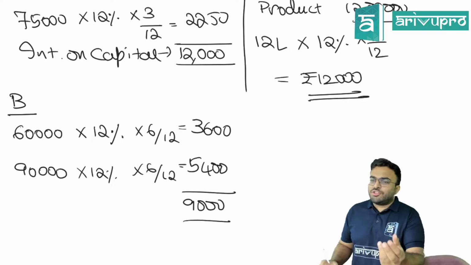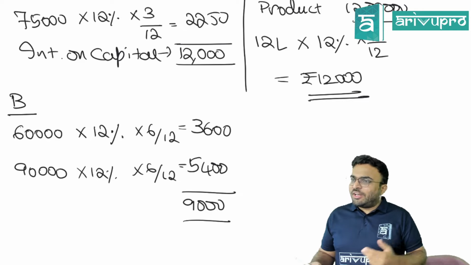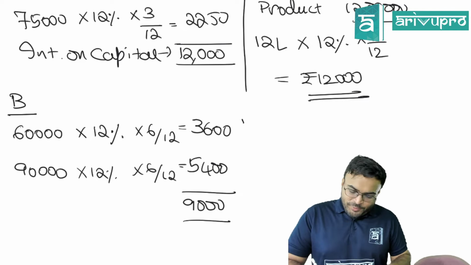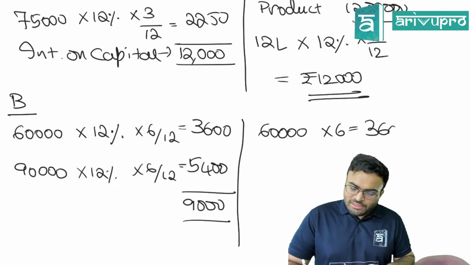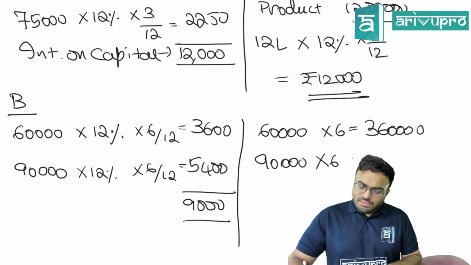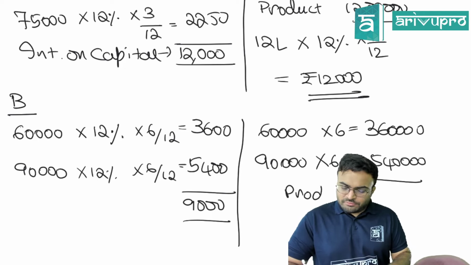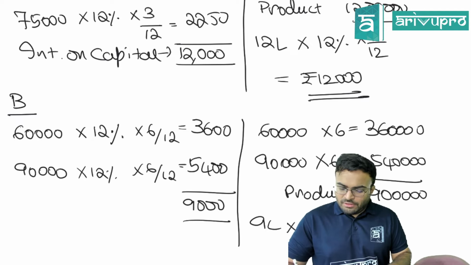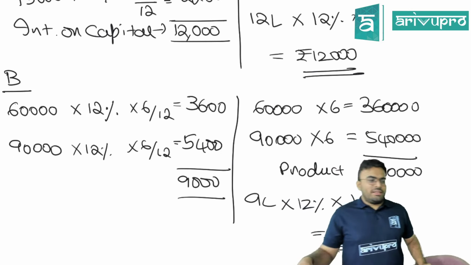now see, capital is in the ratio of 4:3, no. So interest also should be in the ratio of 4:3 only, because on that capital only you are getting interest. If you are using the product method, you will just do 60,000 into 6. That gives you 3,60,000. Then 90,000 into 6 gives you 5,40,000. So you get a total product of 9 lakhs. So what you will do? 9 lakhs into 12% into 1 by 12. You will get 9,000. So with both methods you are supposed to get the same thing.